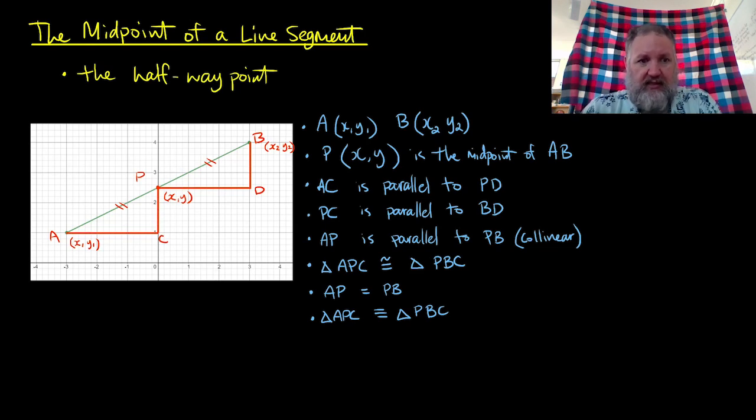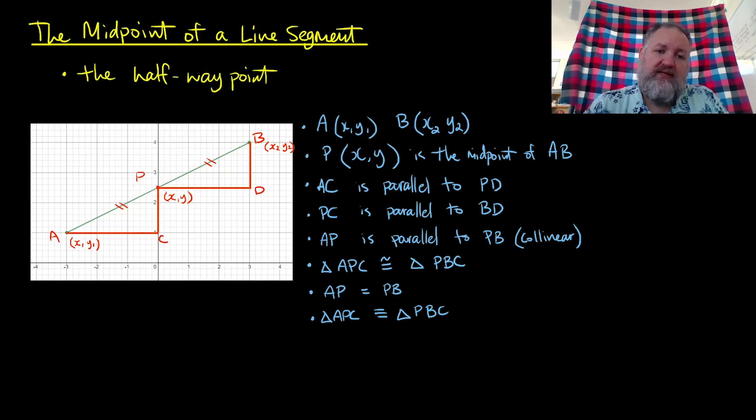So what can I say about these things? Well, I can say that A to P is parallel to P to B. And I could say that PC here is parallel to BD. And I can say that PD is parallel to AC. So because they're all congruent, they're equal to each other, if I'm measuring one thing, I can measure the other.